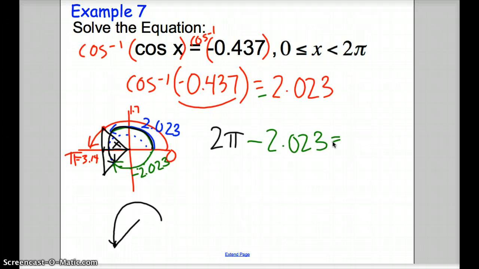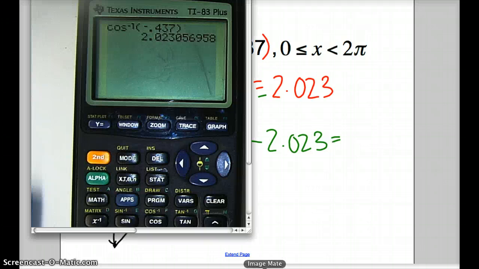And once again, I'm going to need my calculator to help me calculate this. I'm going to punch it into my calculator, 2 pi minus 2.023. And I get my answer of 4.26.